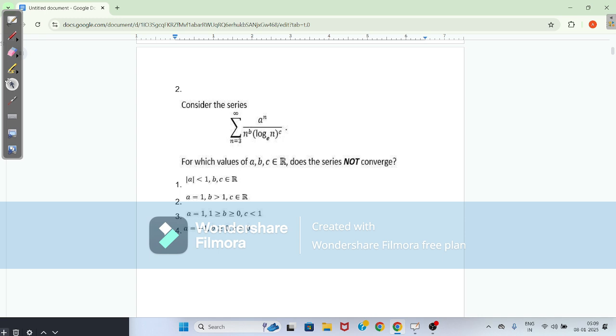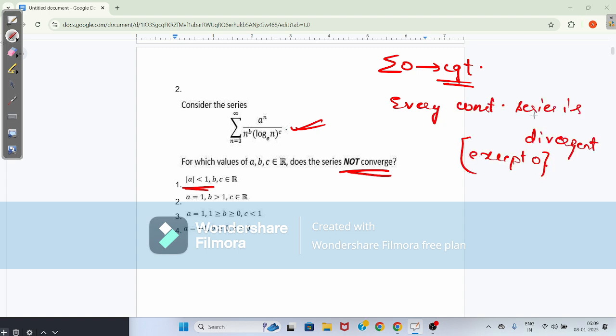Now consider the series, and this is the series which has been given. What we have to find out is not convergence, we have to find out this. Consider a is less than 1, b and c take some value. Before that we have some tips. Sigma 0 is convergent. Every constant series is divergent except 0, all are divergent. This is the tip that we have.